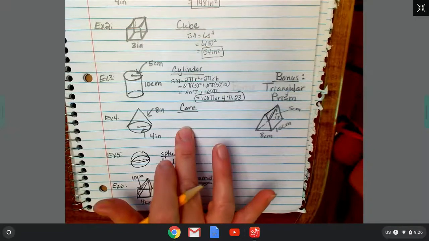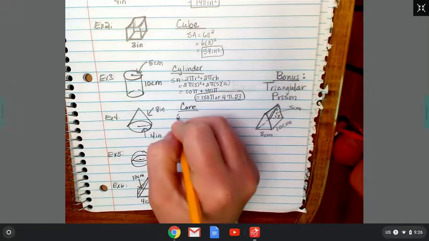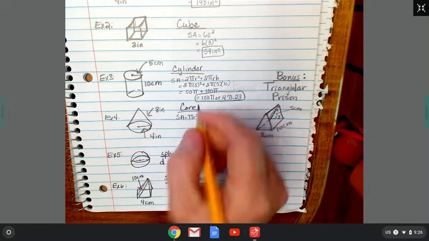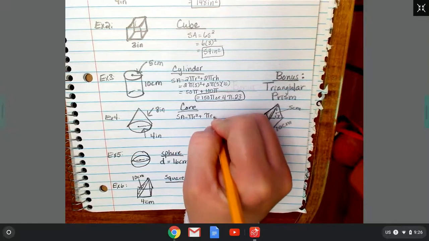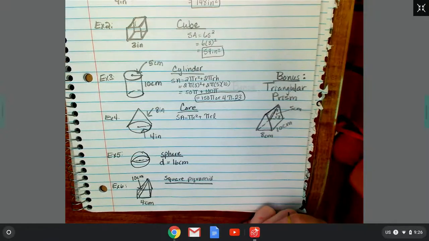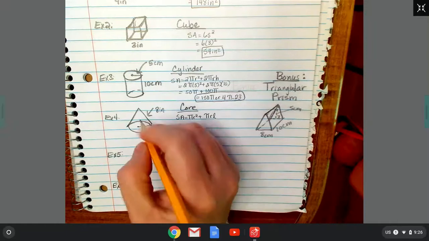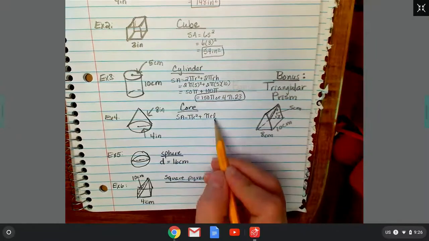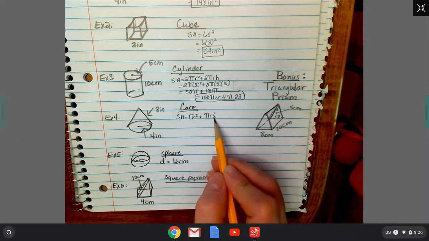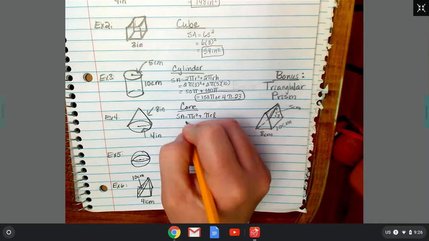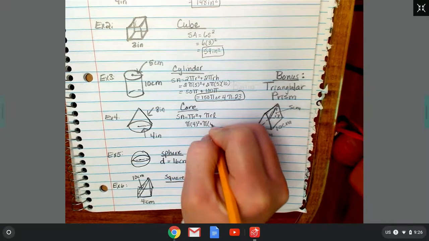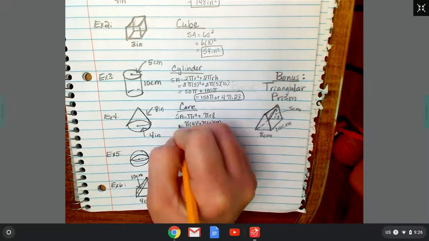Okay, so the cone has 1 circle plus it's got this curved part. So it is pi r squared plus pi r L. L stands for the slant height, which is given to me on this problem. If that's not given to you, you have to do a squared plus b squared equals c squared to get that oftentimes. So we've got pi times our radius squared plus pi times radius times slant height.